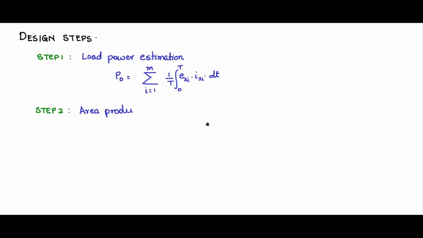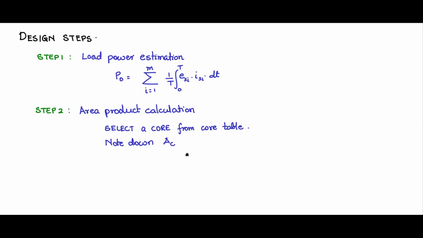Next, step 2, area product. Because the area product needs the P naught value, we use the P naught of step 1 to find the area product for the particular application. Then, using the area product, select a core from the core table. Just like we did for the inductor, go to the core table and select a core having an area product higher than the calculated area product. Then note down the core cross-section area AC and window area AW of the selected core.